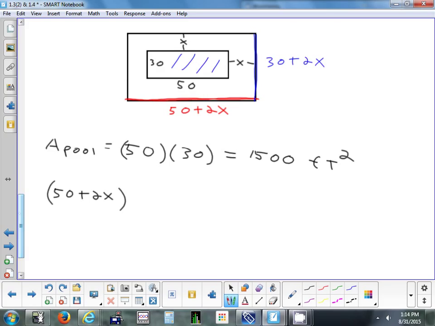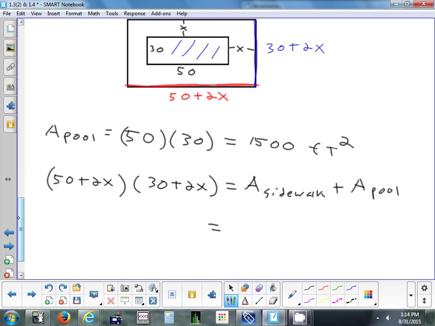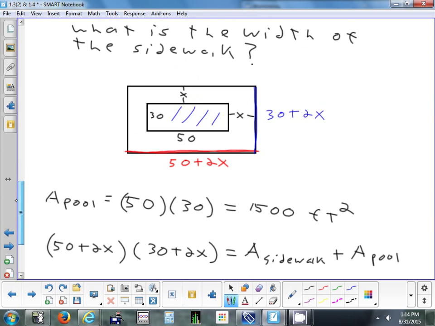So there's my length. There's my width. And now, Graham, how did you find that total area? What did you add together? I added together the area of the sidewalk plus the area of the pool. Yep. If you take the area of the sidewalk plus the area of the pool and add them up, you'll get that expression we have on the left-hand side. Well, we already know the area of the sidewalk and the pool. Okay, area of the sidewalk is 600. What was the area of the pool? 1,500? Yeah, 1,500.